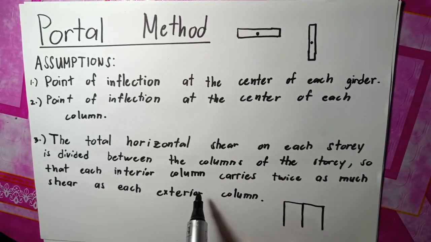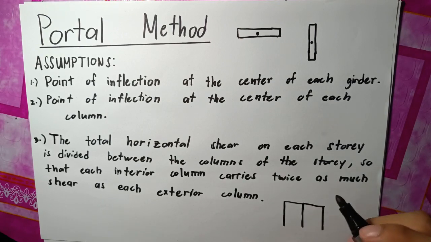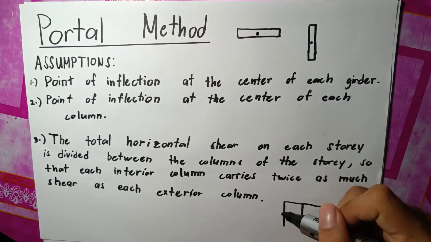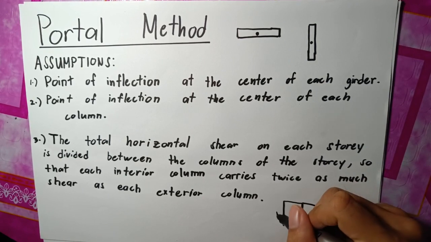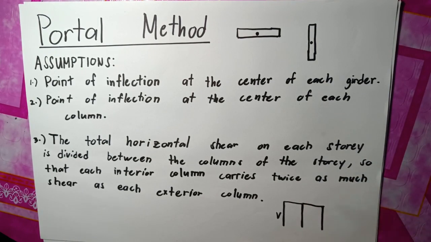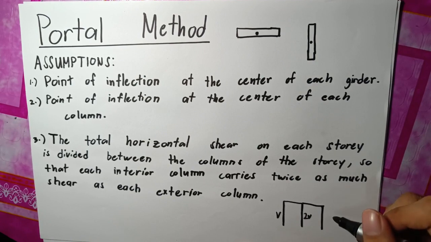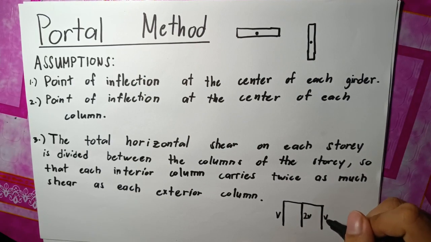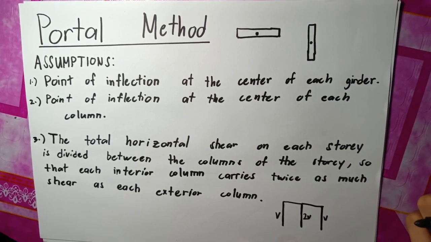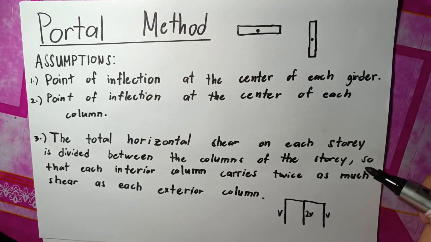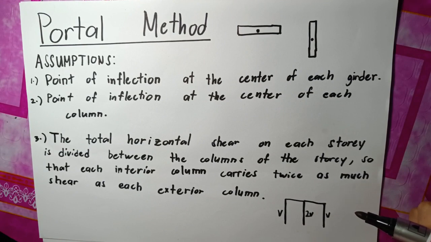so that each interior column carries twice as much shear as each exterior, so the exterior has a single shear and the interior column has twice as much shear as exterior, so multiply by 2, that would be 2 shear, and the exterior also 1 shear. So that's all. Let's proceed to the example.